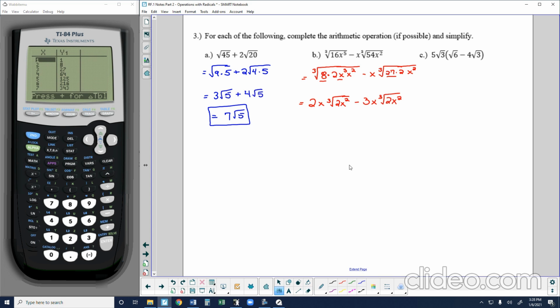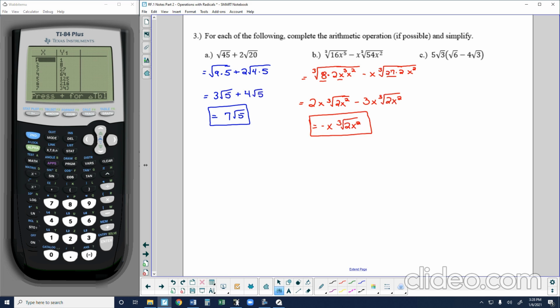Now we notice that they are both cubed roots, and both the radicands, the inside expressions, are the same. So I can subtract the coefficients. So 2x minus 3x gives me negative x, and then the cubed root of 2x squared.